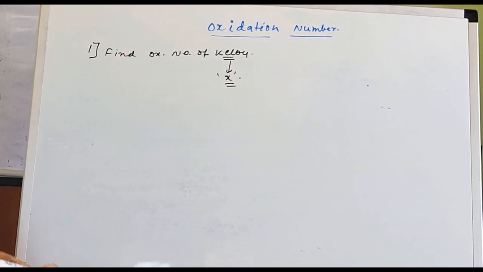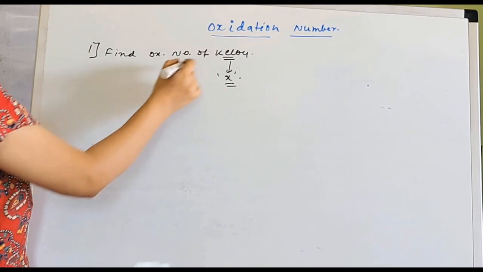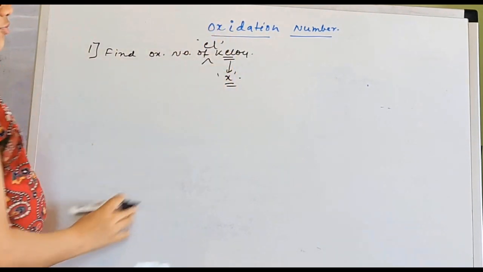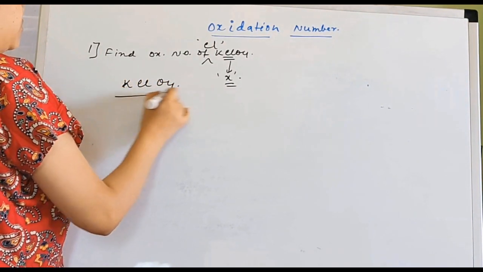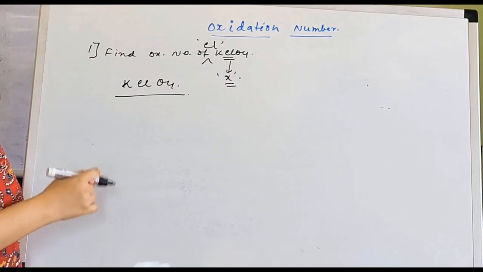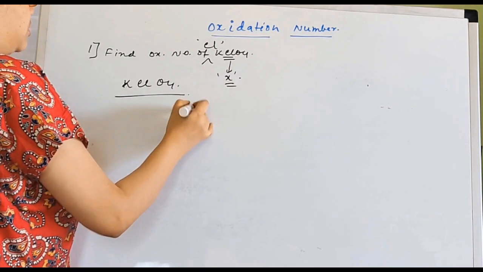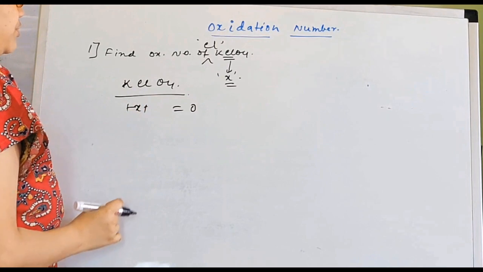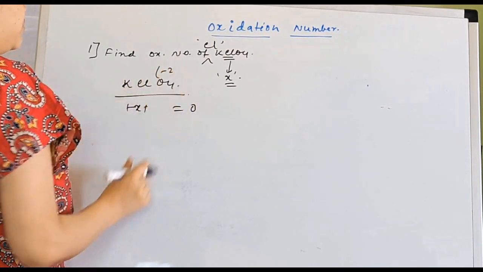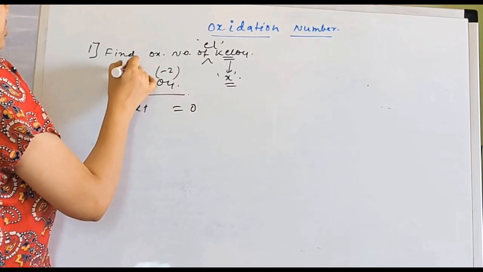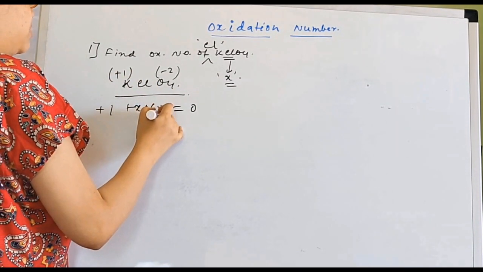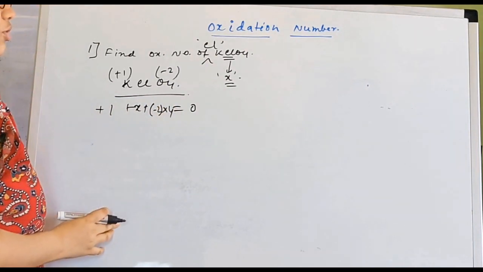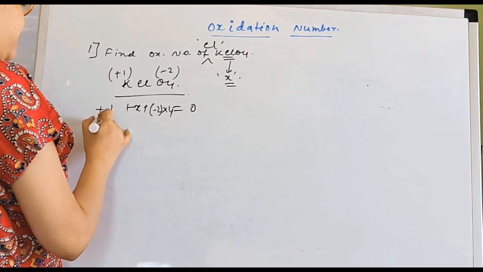Now we are taking this example. Find the oxidation number of chlorine in KClO4. We know that the total oxidation number of a neutral molecule is 0. We don't know the oxidation number of chlorine, but we know the oxidation number of oxygen and of potassium. Potassium is plus 1, oxygen is minus 2, but the number of oxygen atoms is 4, so minus 2 into 4.